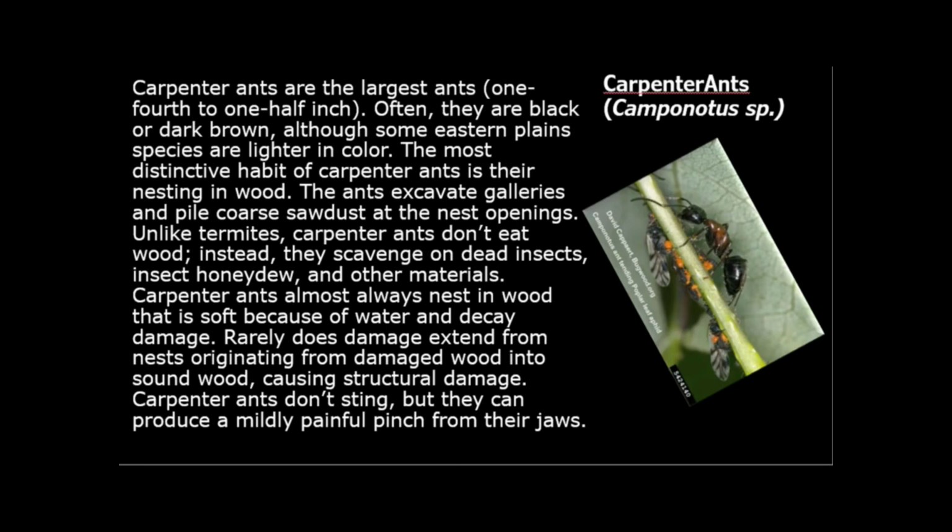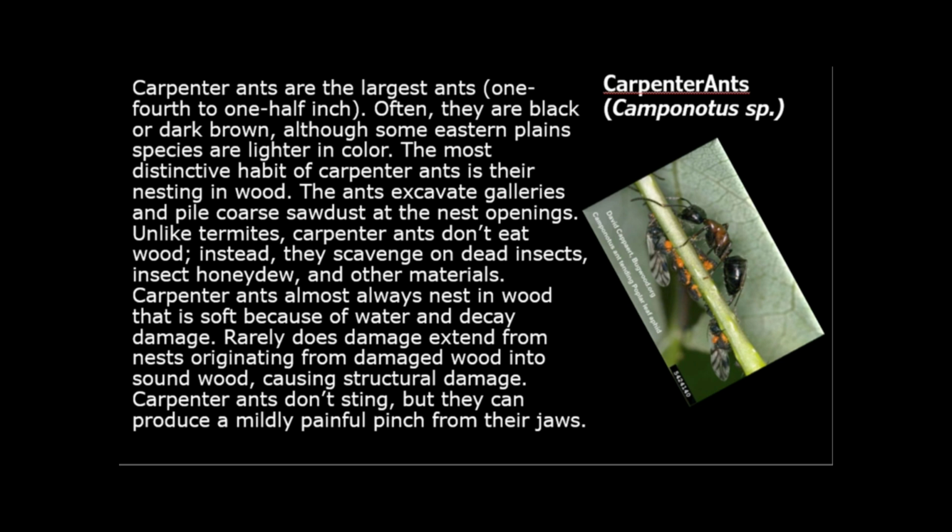Carpenter ants, Camponotus sp. Carpenter ants are the largest ants, 1/4 to 1/2 inch. Often they are black or dark brown, although some eastern plains species are lighter in color. The most distinctive habit of carpenter ants is their nesting in wood. The ants excavate galleries and pile coarse sawdust at the nest openings. Unlike termites, carpenter ants don't eat wood.